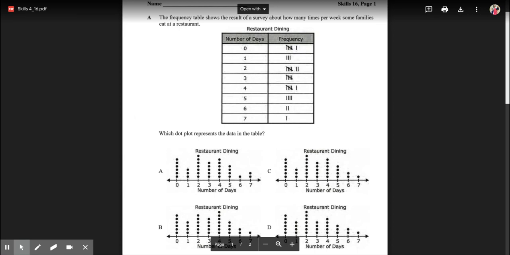Hey, third grade. Let's go ahead and look at our skills together this morning. Our skills are focusing on data analysis, so it has to do a lot with the tables. So let's look at what this one says.